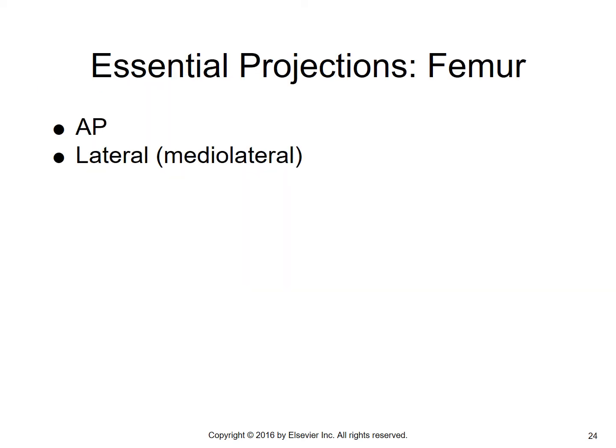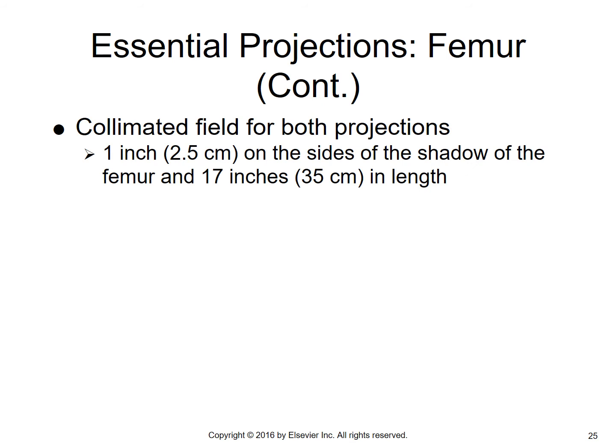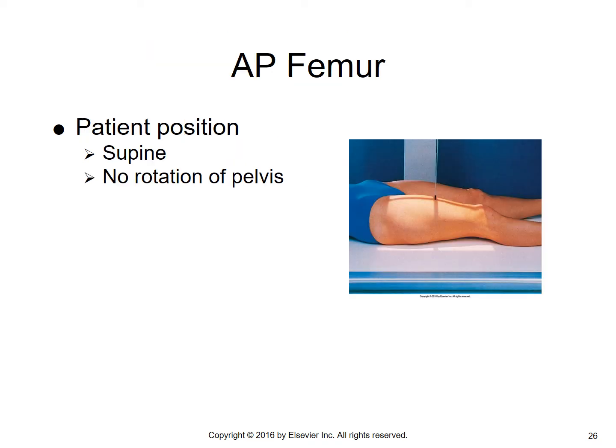Let's move on to essential projections then for the femur. There are basically two. There's the AP and then there is the lateral of the femur. Collimated field for both projections, 1 inch on the sides of the shadow of the femur and 17 inches in length. Oftentimes you're going to have to do 2 projections for the AP femur, one knee up and the other hip down. For these projections, however, the patient is supine. There's no rotation of the pelvis.